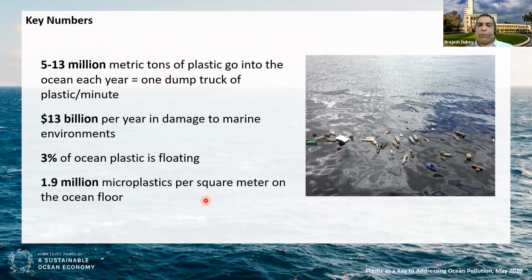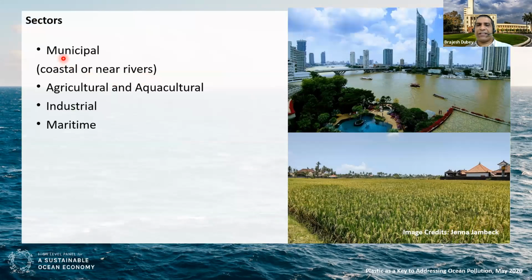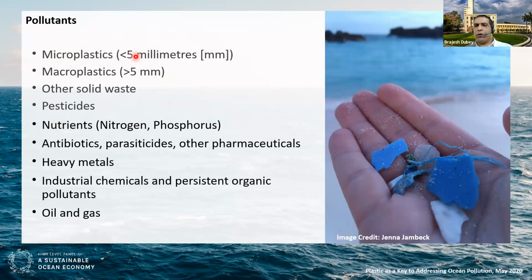And nearly 2 million microplastics per square meter on the ocean floor. Where is it coming from? Industries, sewage treatment plants, vehicle wear and tear, crop and animal agriculture, solid waste, recreational boating, cruises, aquaculture, shipping, oil platforms. So it is from a variety of sources that we are getting plastics, microplastics, and other pollutants entering the ocean: municipal, agricultural, aquaculture, industrial, maritime sectors.